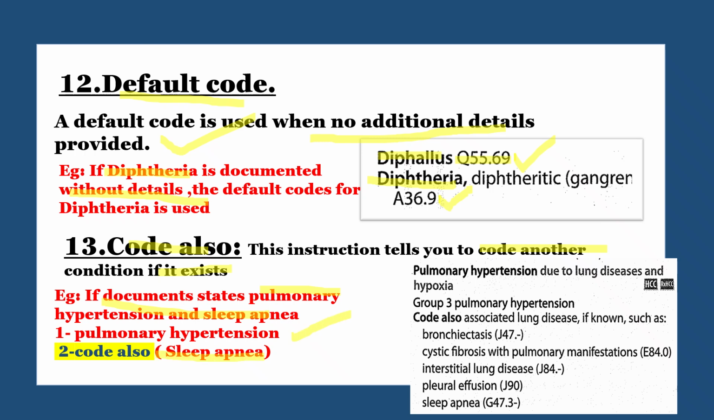You can see here in the description in the ICD book, pulmonary hypertension is given. So first you have to code pulmonary hypertension. Next, below the code, you can see the code also guideline. After finding the condition, you have to read all the description in the tabular list. It is associated with lung disease, as the document states pulmonary hypertension and sleep apnea. So first you have to code pulmonary hypertension and second we have to code sleep apnea. It is present under the pulmonary hypertension with the code also guideline. So you have to code two codes according to the code also guideline.